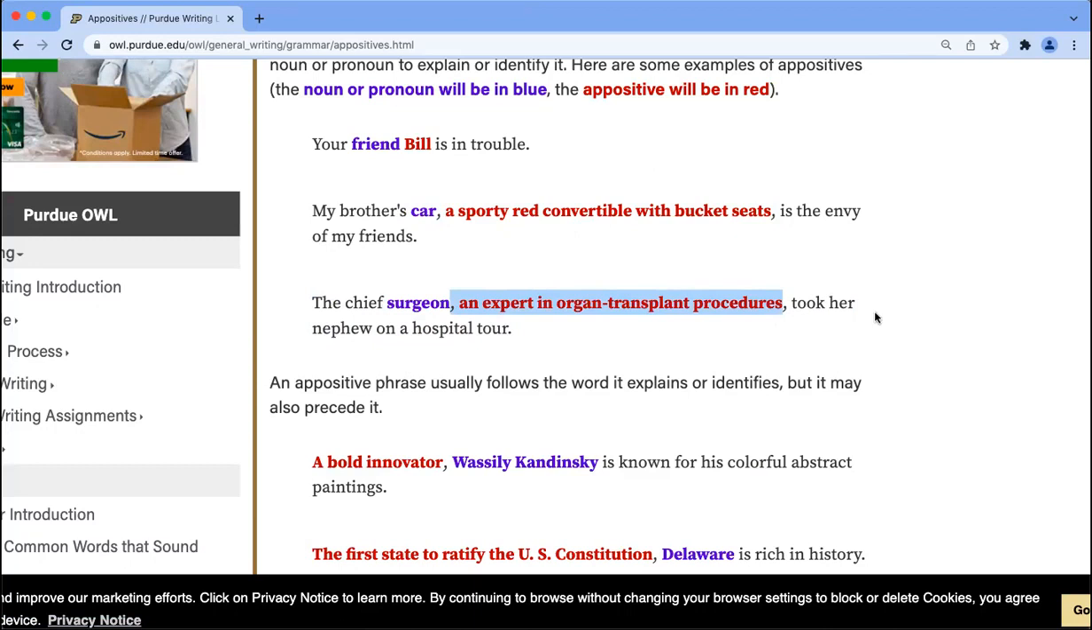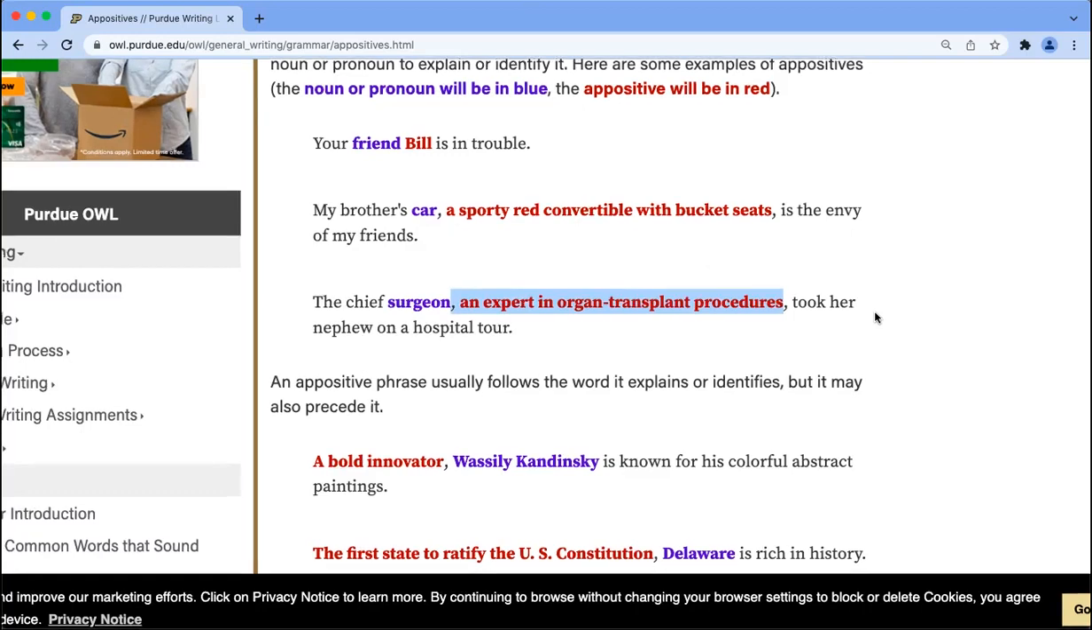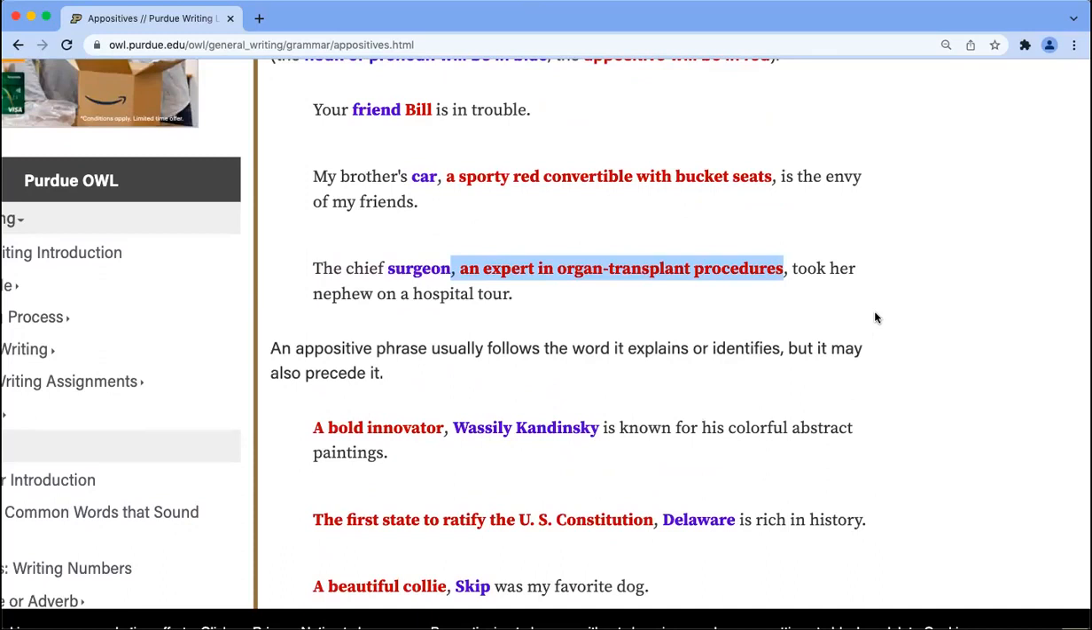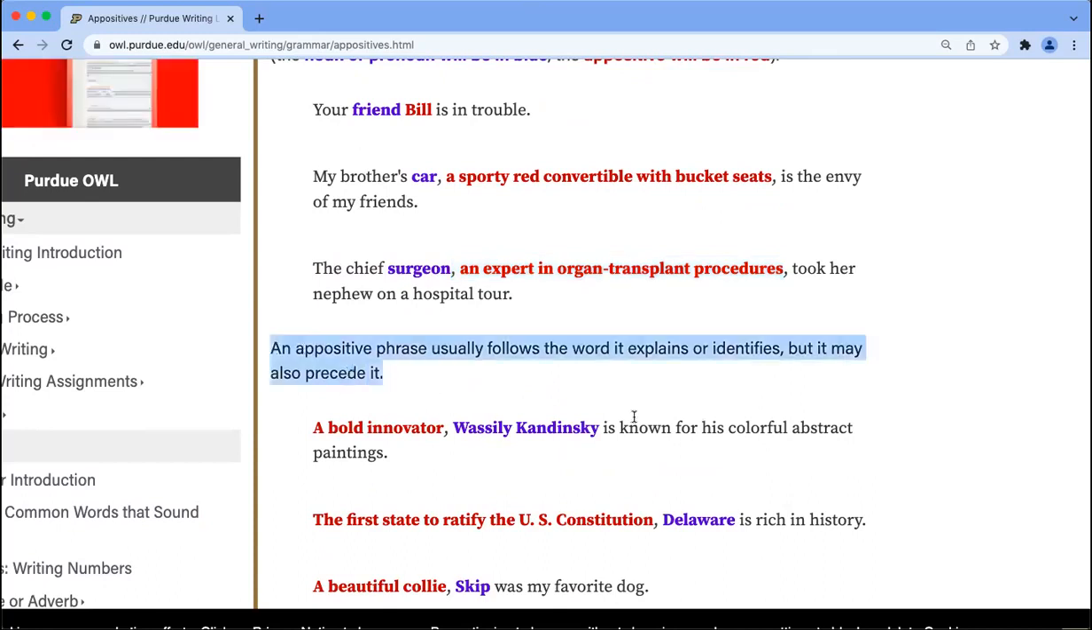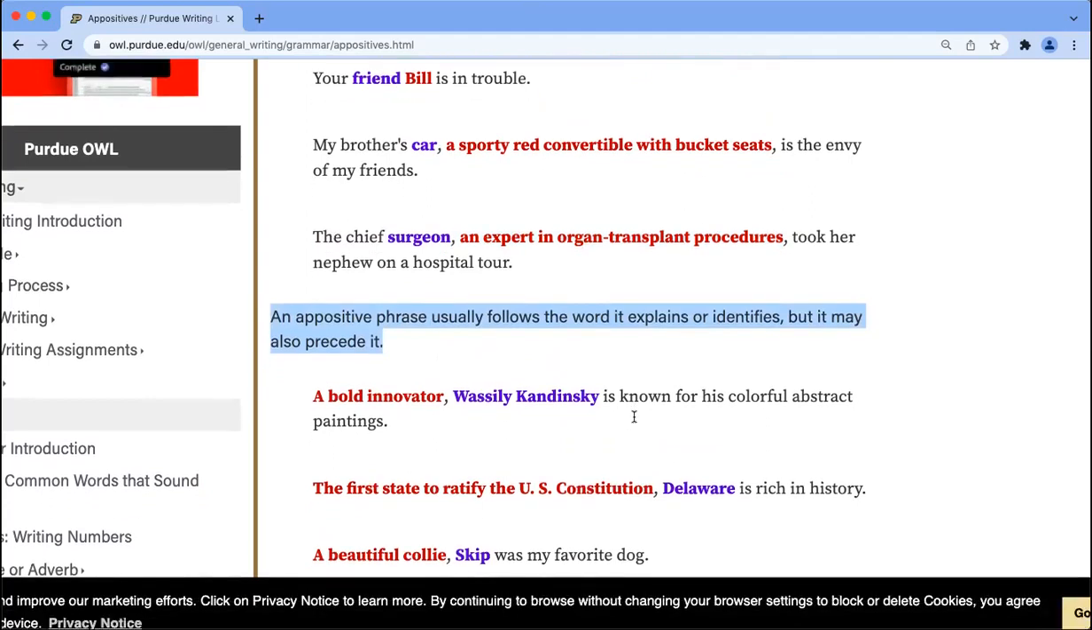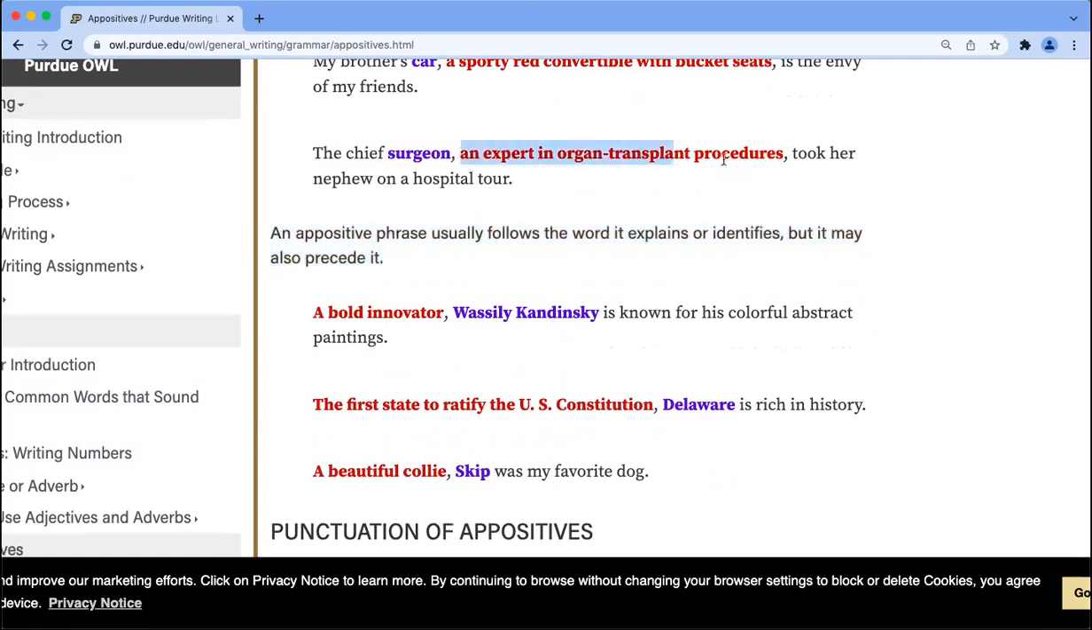Appositives are very popular in writing. It makes your writing stronger. It is suggested for you to use appositives, adjective phrases, adjective clauses in different types of sentences, to avoid repetition or redundancy in the structure. You need to have all those three. And an appositive phrase usually follows the word that it explains, that is defined. It may also precede that. Sometimes it appears after, as you can see most of the time, comma before, comma after.